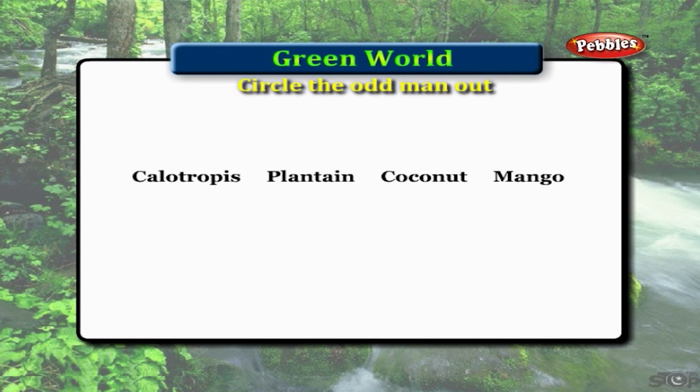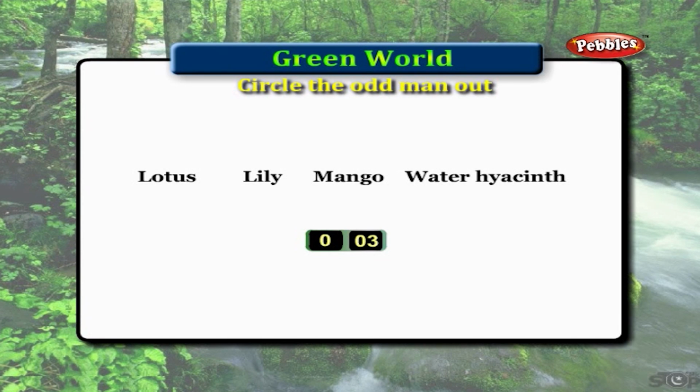Calotropis, plantain, coconut, mango. The right answer, calotropis. Lotus, lily, mango, water hyacinth. The right answer, mango.